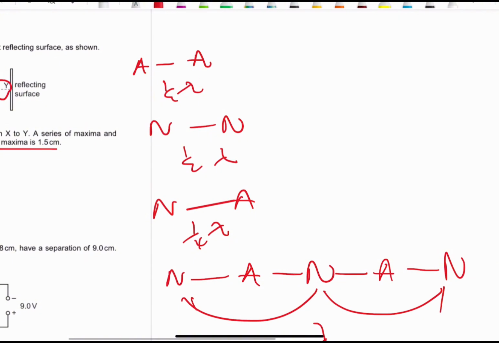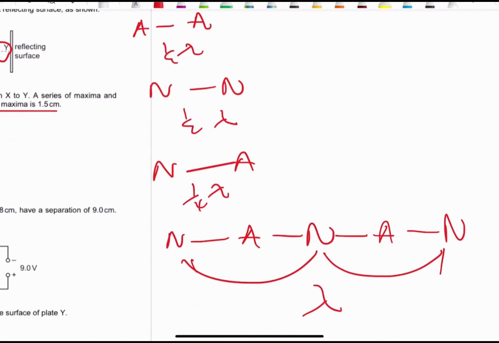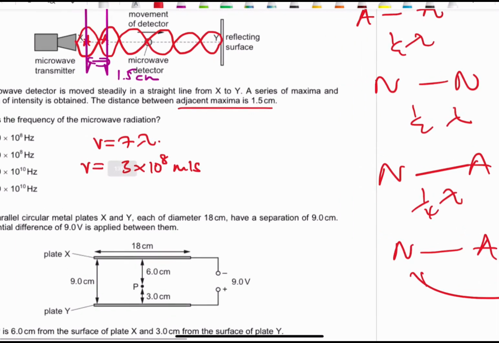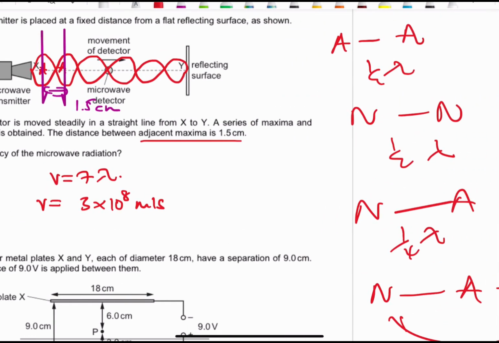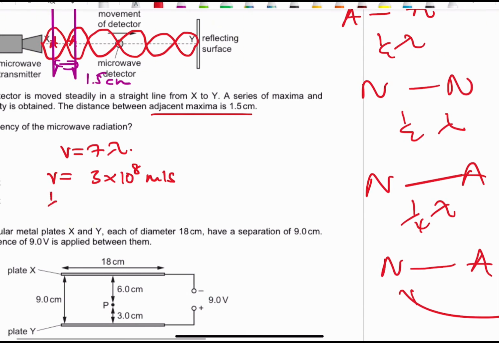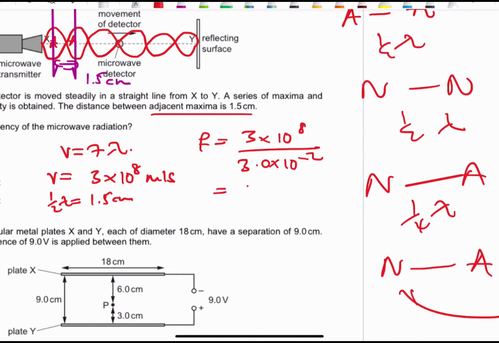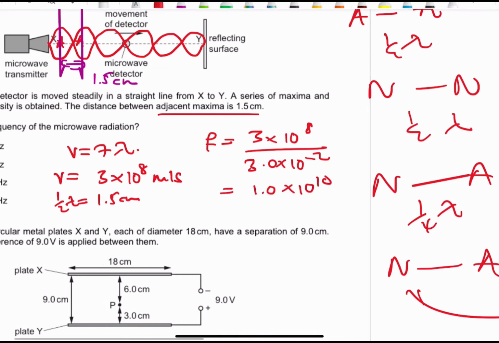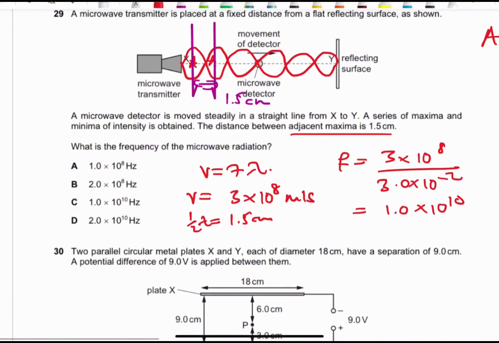From antinode to antinode, half lambda. From antinode, lambda. Node to node, half lambda, okay? So what we're given here is actually half lambda, right? So half lambda is actually 1.5 centimeters, right? So my value of F will be 3 times 10 to the power of 8, right? So it's 3 times 10 to the power of 8 divided by this times 2, that's 3.0 times 10 to the power of -2. That's going to give me an answer of 1.0 times 10 to the power of 10, and that is C.